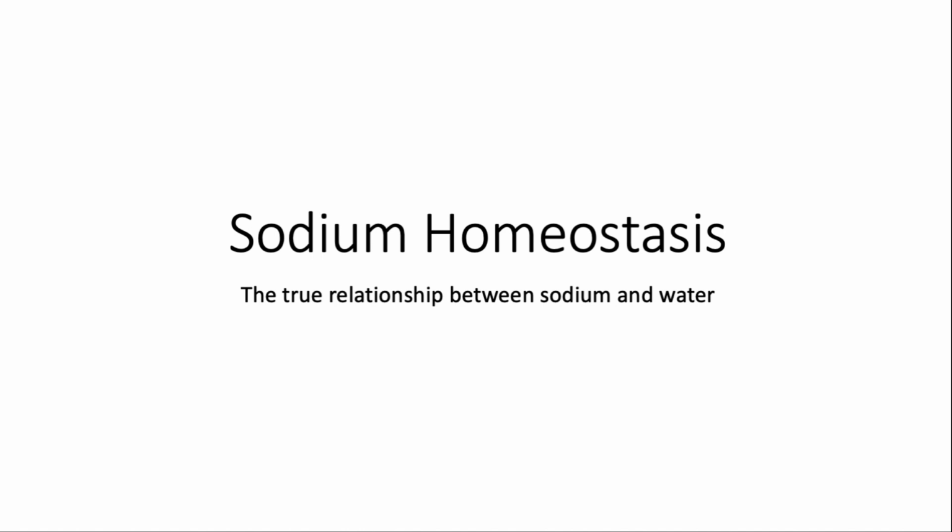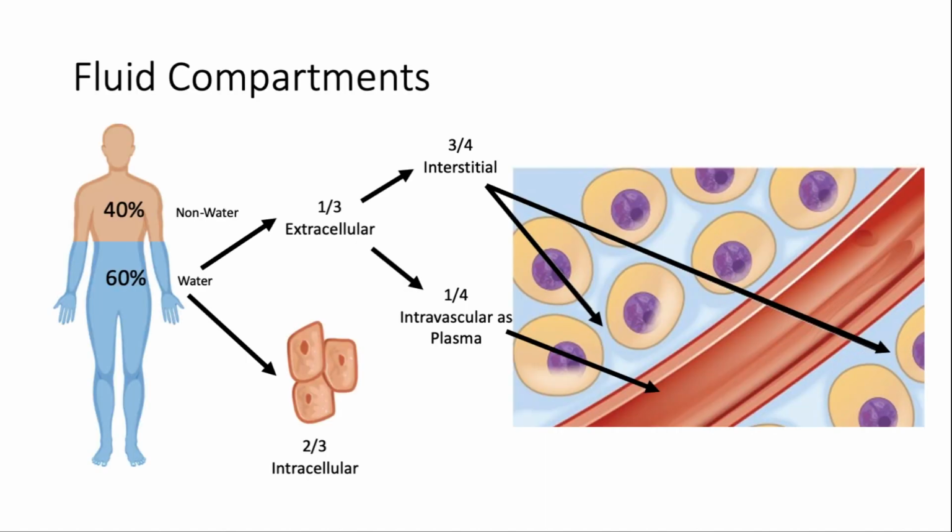The final segment covers sodium and water homeostasis. We'll start with sodium homeostasis first. Remember these fluid compartments that we talked about. Now, water is always going to want to equilibrate. So, there are certain electrolytes that are maintained in the extracellular versus the intracellular fluid.